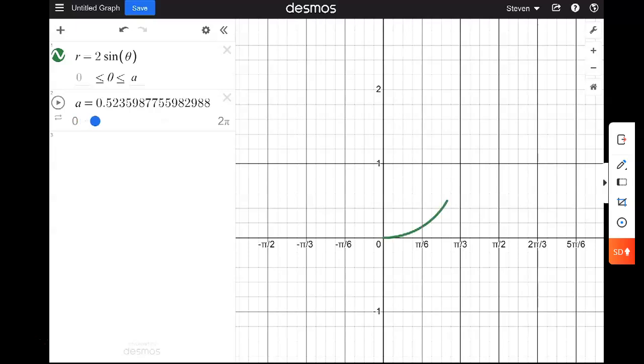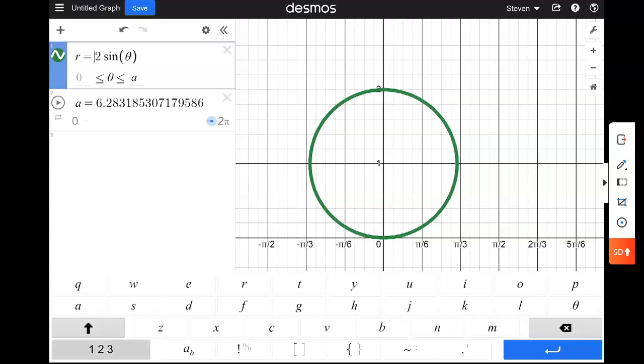Now you can see also, of course, as we go through 0, and actually we finish the graph at pi. We actually don't see anything more graphing because it's already done. All right, so this actually graphs fully as we get from 0 to pi.